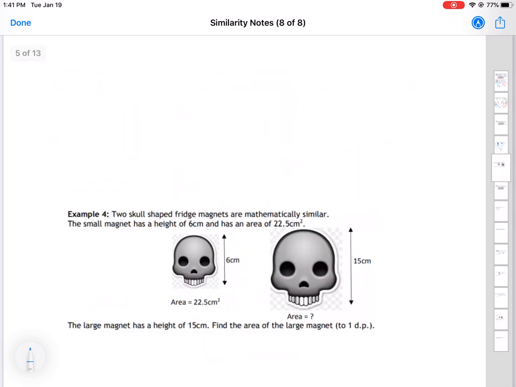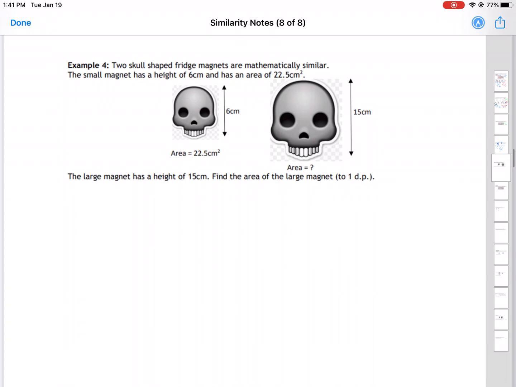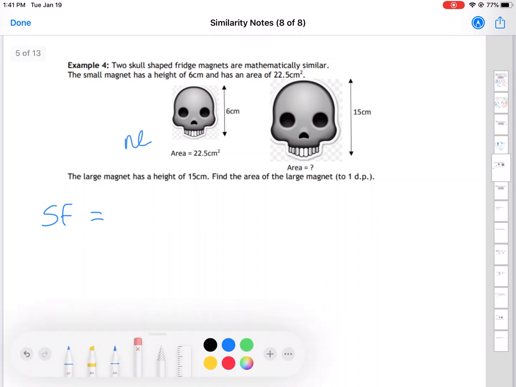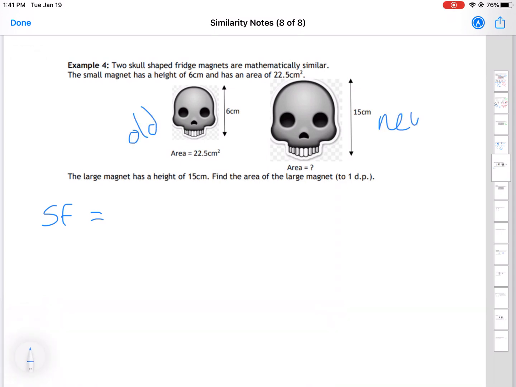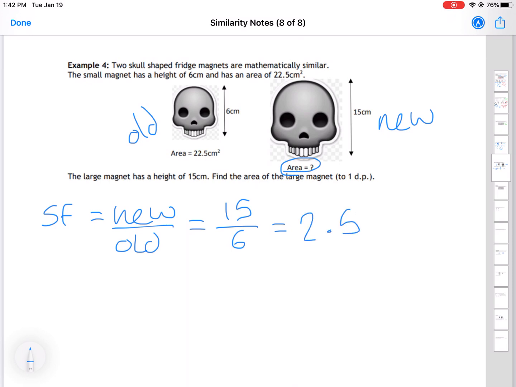Okay, next is very similar. So we have to first find our scale factor, and we use the lengths that we're given. So the first shape here on the left hand side will be the old shape, since we know everything about that. The new shape, because we don't know what the area is. So new over old to find the scale factor, 15 over 6. And we can change that to a decimal. 15 divided by 6 will give us 2.5. That's part 1 done, and you would get 1 mark for this.